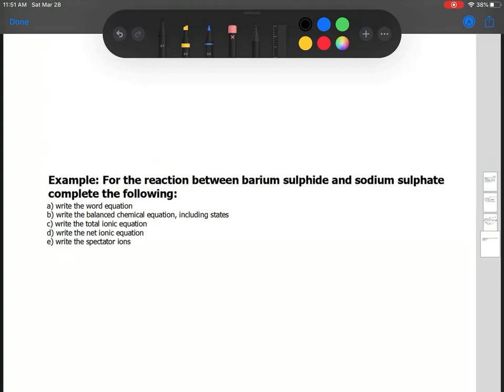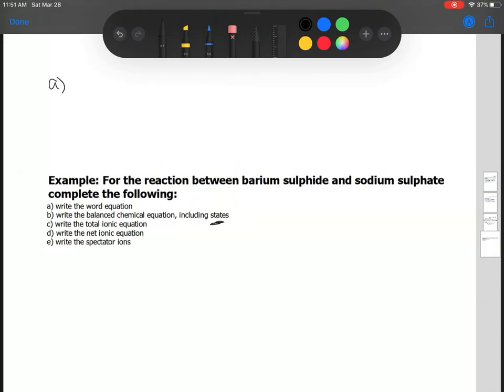Okay, let's do another example. So this question is much more like what you would have to do, say if it was a test. Write the word equation, crisscross the reactants, figure out their formulas, then displace and figure out which one's the solid. That's what this part is, the states. Then now we've just added total, net, and spectator ions.